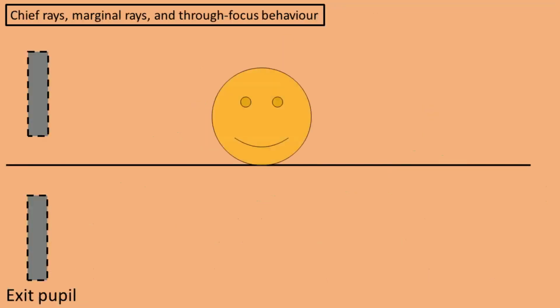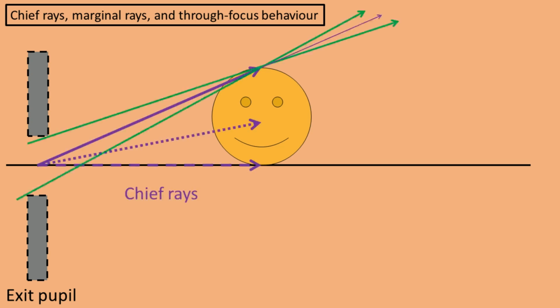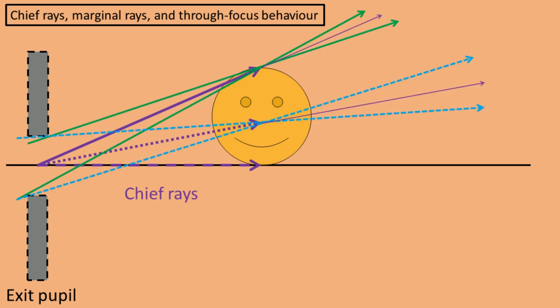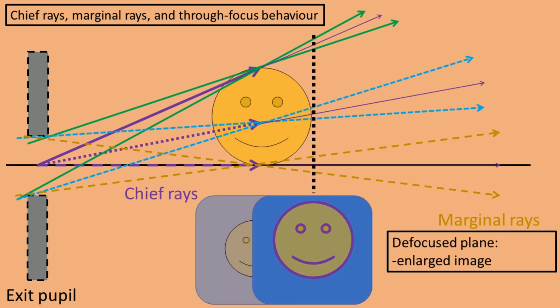Let's look at an example of how chief rays and marginal rays can be used to understand the through-focus behavior of an imaging system. We can draw the chief rays that come from the center of the exit pupil, and we can draw the edges of the cones that come from the edges of the exit pupil. At the image plane, the cones of rays have converged, which results in a clear image. When moving further out of focus, we can see from the chief rays that the size of the image increases.